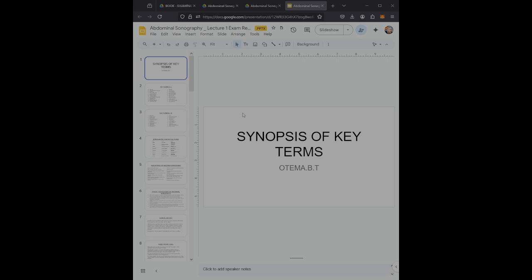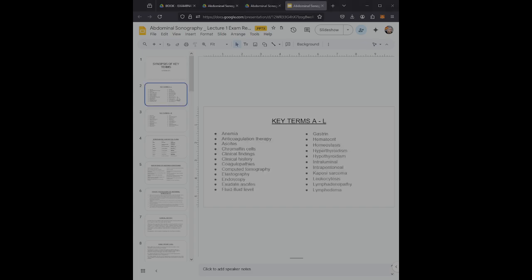So we begin with a synopsis of key terms. These are terms that you're going to find as you go through your profession. I will briefly describe each and every one of them, but I have 2 slides of them. We'll begin with anemia. Anemia is a condition in which the red blood cell count is decreased. Anticoagulation therapy is a drug therapy in which anticoagulant medications are given to patients to slow the rate at which blood clots.